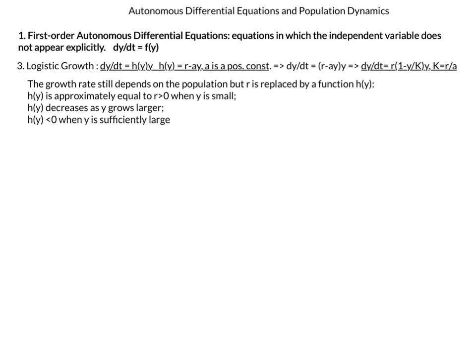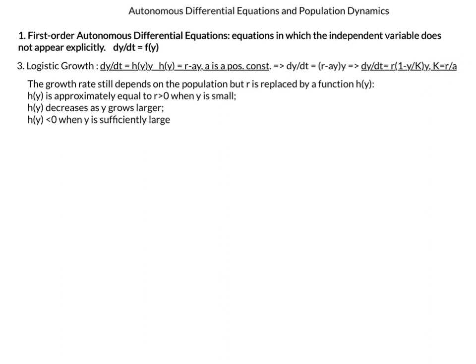So here we have our function. dy/dt is equal to r minus ay times y. Again, this is our function h, so r minus ay times y. And we often rewrite this in this form: dy/dt equals r times (1 minus y over k) times y, where k is equal to r over a.